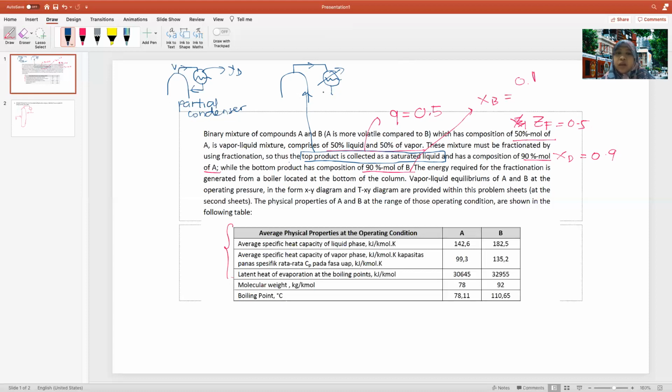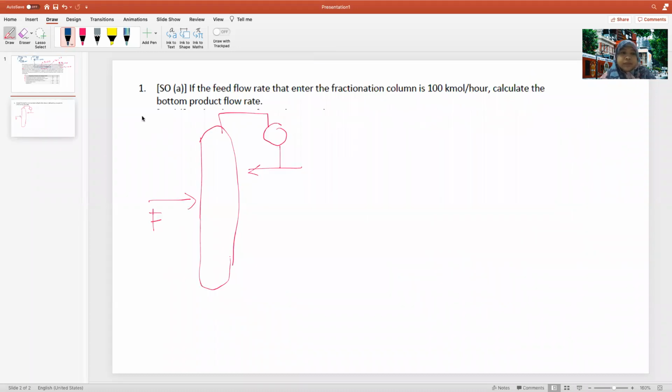And from this one there would be a reflux drum. In the reflux drum, there would be a valve that controls the liquid going back into the fractionation column. For example, this is XD, and this is also XD. That's why we call it XD, because this one is in the liquid fraction, and this one in the vapor fraction. Okay, good. So this is a total condenser, right?